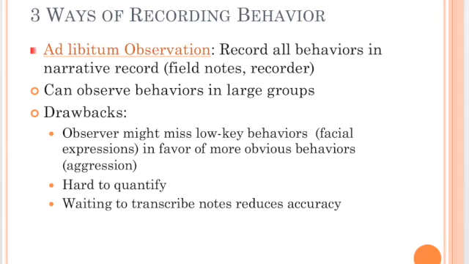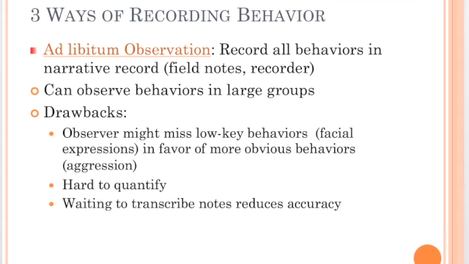You can observe lots of behaviors in very large groups. So this is very common in anthropological, sociological research, and also for researchers doing work in the wild with animals. The problem with this method is that because you're trying to record everything, you're just trying to take notes as quick as you can, you might miss some more low-key behaviors, like facial expressions. Smiles and fear expressions are really easy to miss, so if you're not specifically looking for them, you probably aren't going to notice them, and you're probably going to favor the more obvious kinds of behaviors. Calls, screams, aggressive interactions, that kind of stuff.